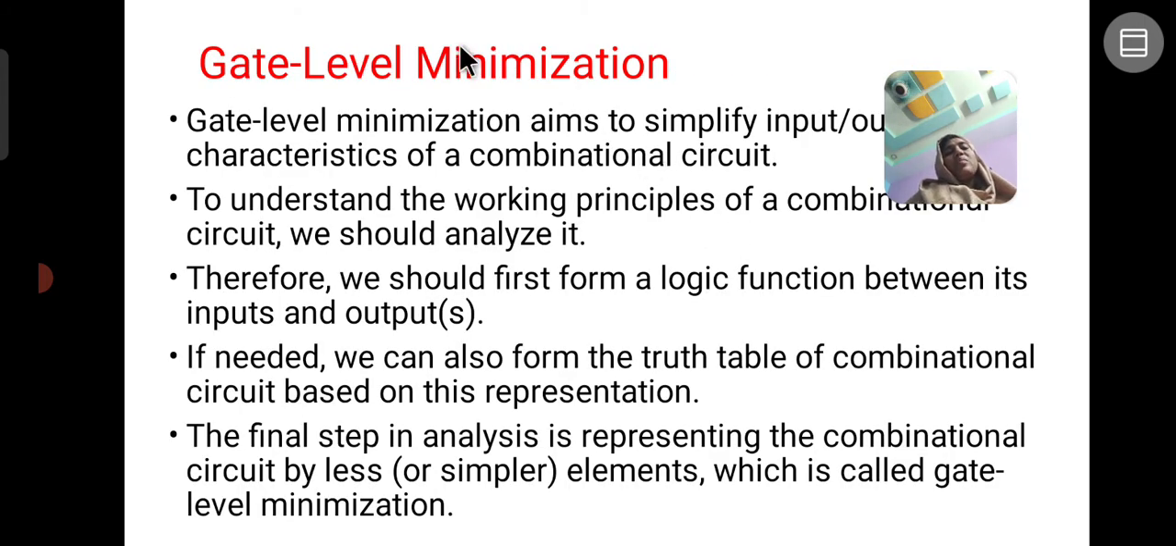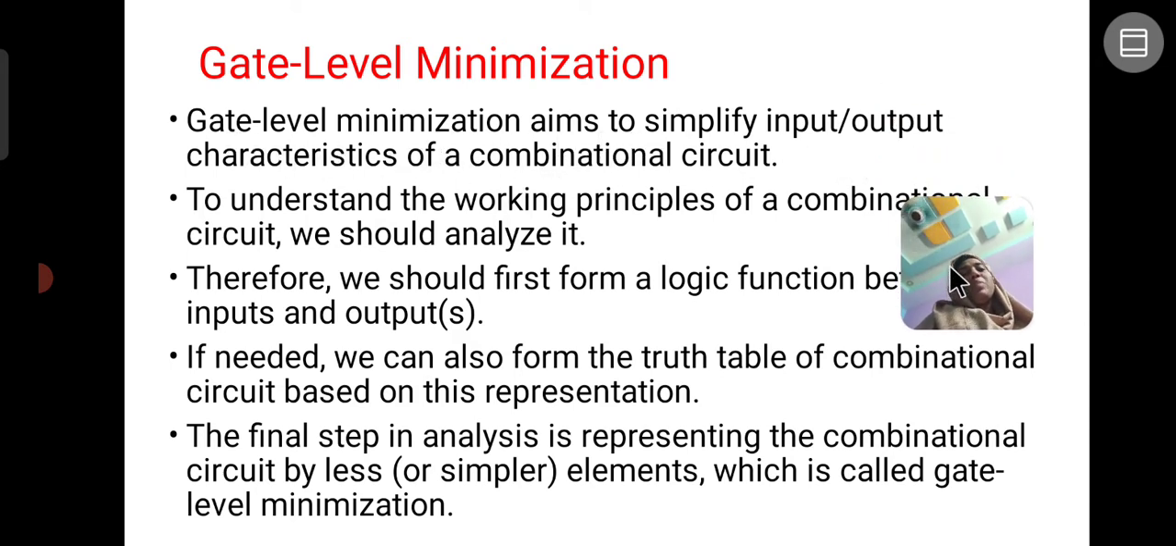Next is gate level minimization. We use gate level minimization with K-maps. Gate level minimization aims to simplify the input or output characteristics of a combinational circuit. So to simplify any Boolean expression, the first method is Boolean algebra, and the second method is gate level minimization.